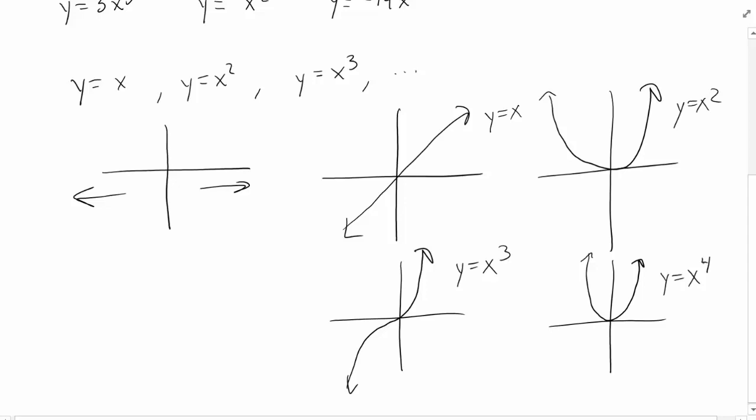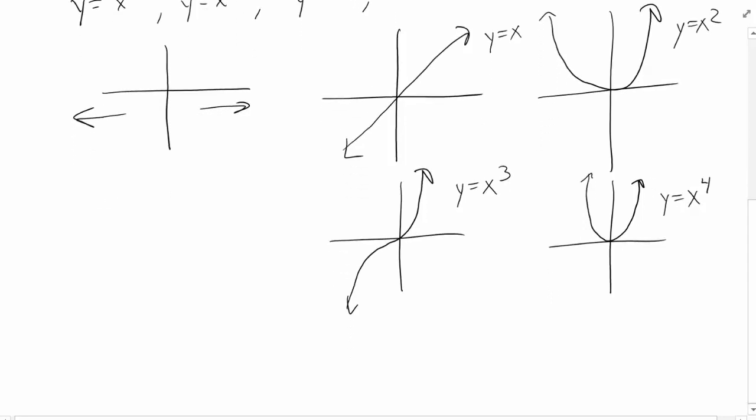They're both up, up. And the reason for that is if you take, say, a really big x value, say 10,000, that's pretty big, and you raise 10,000 to the fourth power, well, that's a really big positive number, which is why in the end that graph goes up right, just like y equals x squared went up right.